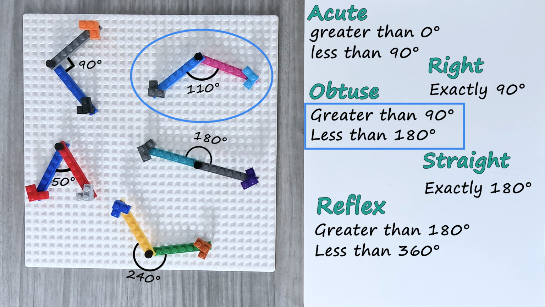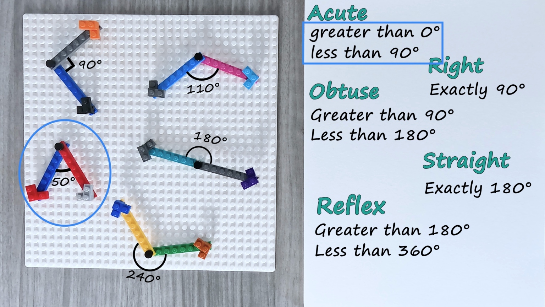Our next one here has a measure of 110 degrees. We're in between 90 and 180. That would give us an obtuse angle. Over here we have 50 degrees in between 0 and 90. So that'll be our acute angle.